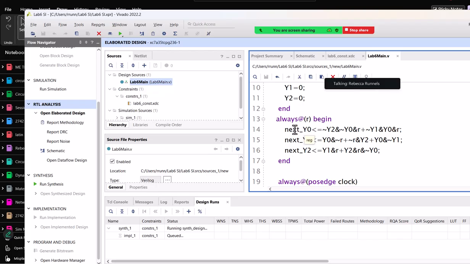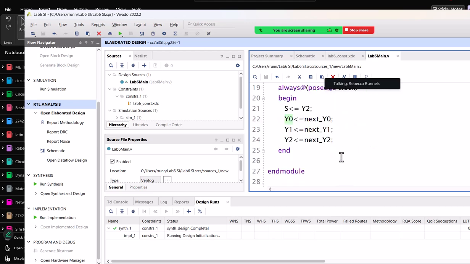So let's say that I didn't have this next y0. If I just had y0, and I wanted to make y0 equal to all of this stuff, if I didn't use non-blocking, it would change the y0 here, and so when it got to this line, it'd be using the new value of y0, which I didn't want. Because I'm using a different variable, I didn't actually need non-blocking. But whenever I do sequential logic, I just use non-blocking because I make fewer errors that way.